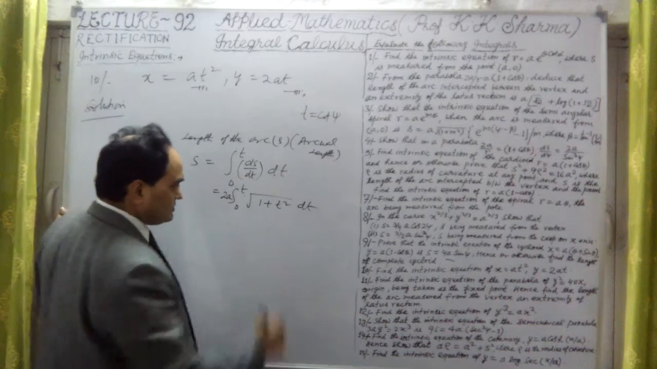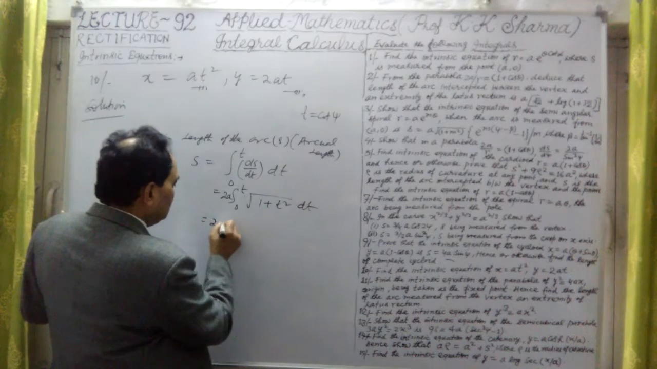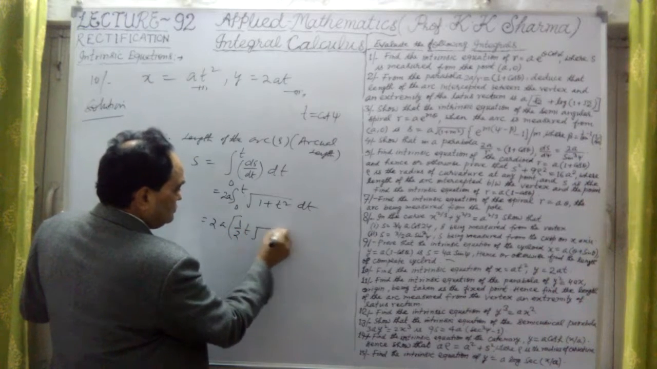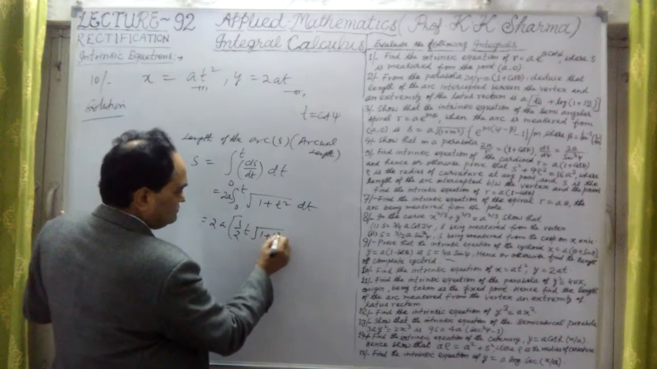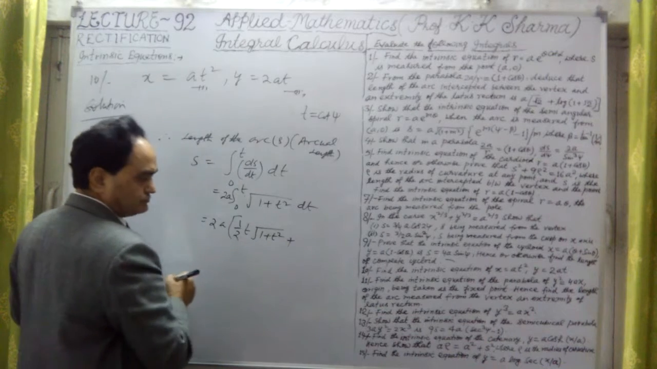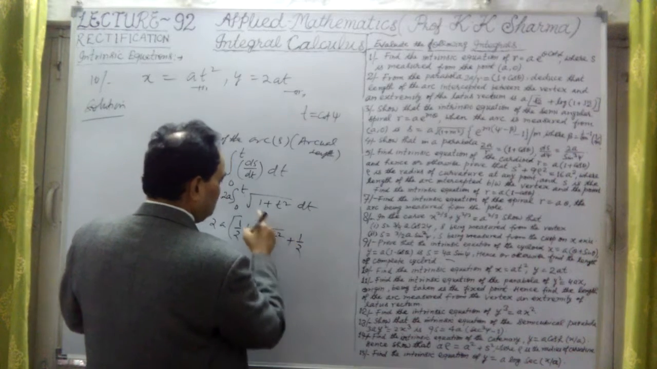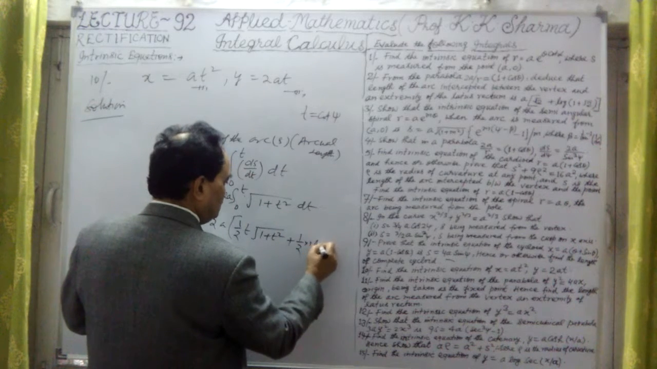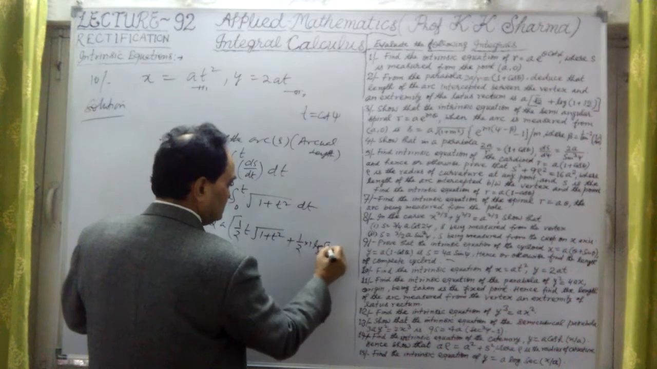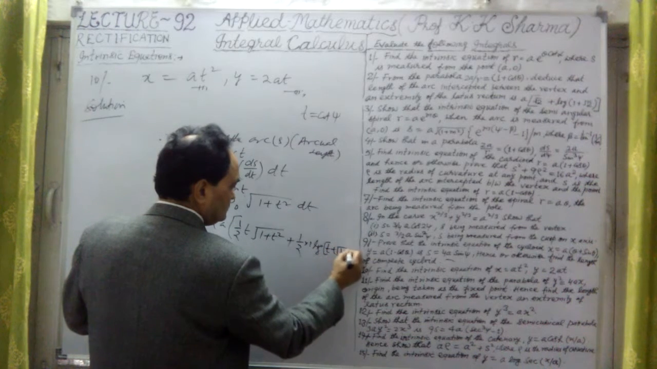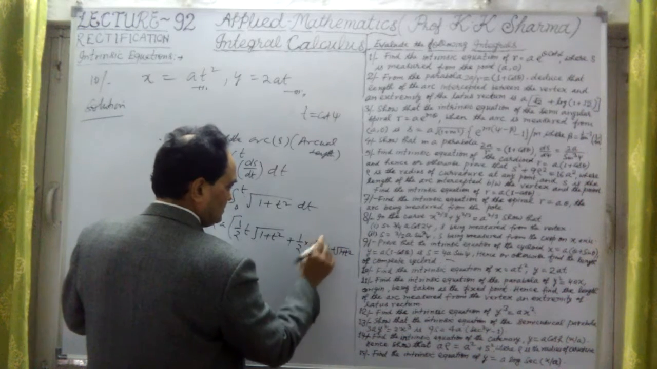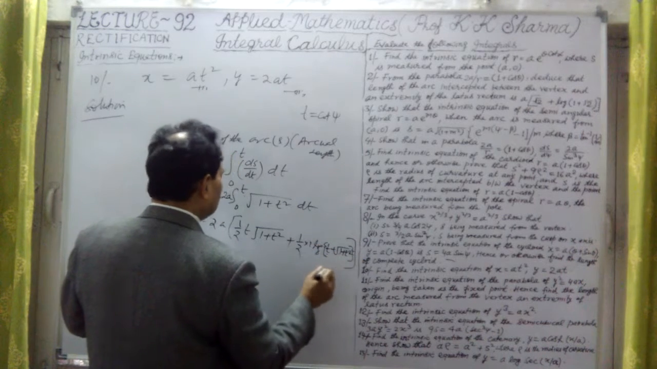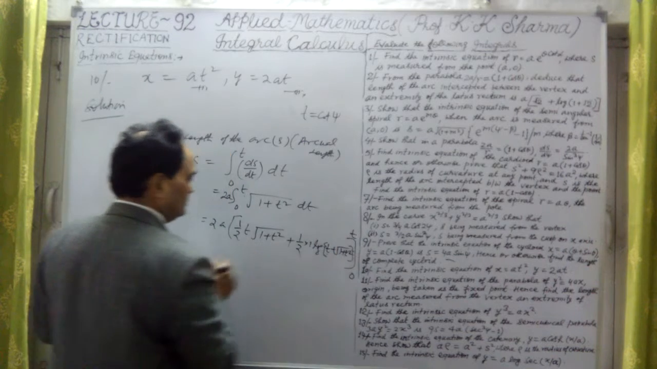So 1 plus under root of 1 plus t square is integrated as 1 upon 2t under root 1 plus t square, plus 1 upon 2 into a, here a square is 1 square, into log of, within bracket, t plus under root 1 plus t square. Take its curly bracket. And this is here limit 0 to t only.